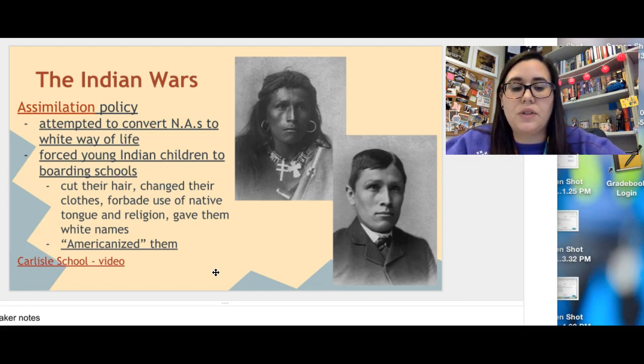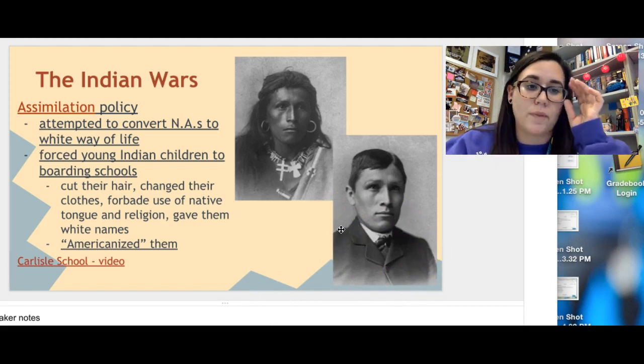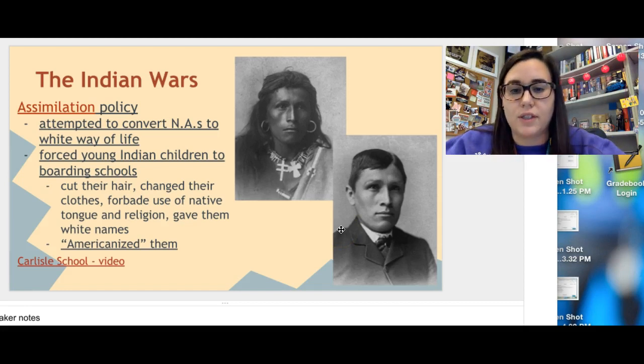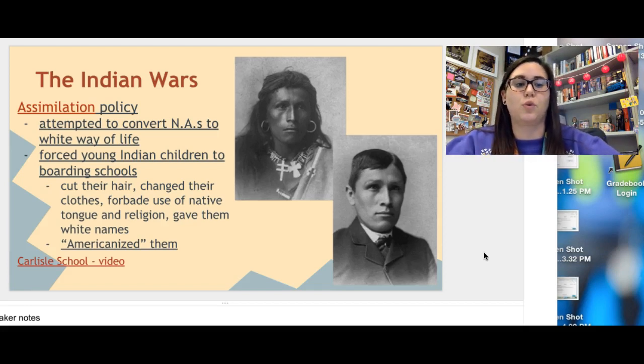At these boarding schools, they were forced to cut their hair. They changed their clothes to a more traditional, well, whenever I say traditional, I mean a traditional white way of dressing. They forbade the use of their native languages and religions, and also stripped them of their given name and forced them to adopt more white Christian names. So through this boarding school policy, they attempted to Americanize these Native American children.